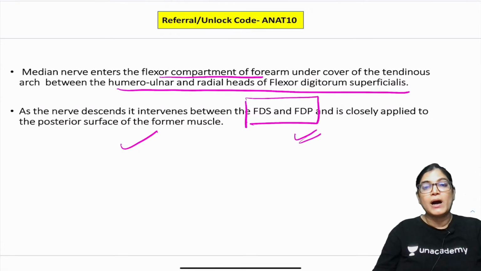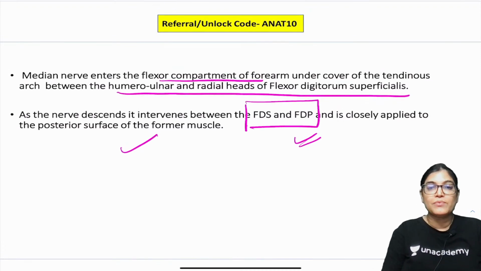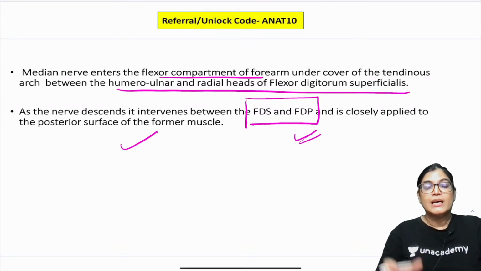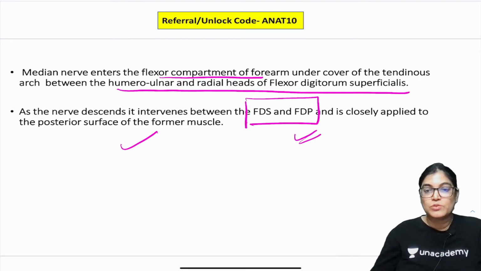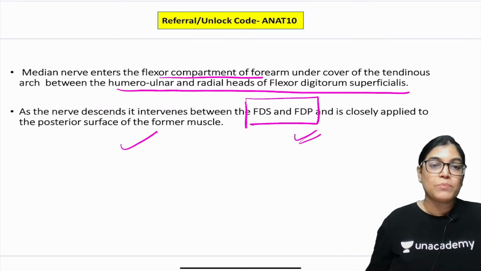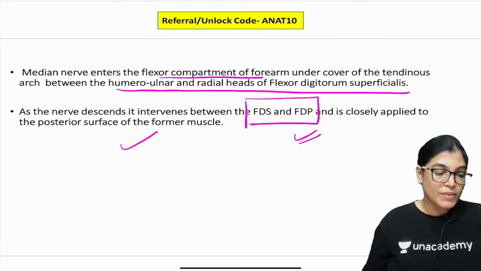And thereafter the course which you are seeing here, it is passing between FDS and FDP. What is FDS? FDS means flexor digitorum superficialis and FDP is flexor digitorum profundus. So it is passing between flexor digitorum superficialis and flexor digitorum profundus, and it is closely applied to the posterior aspect of the muscles.